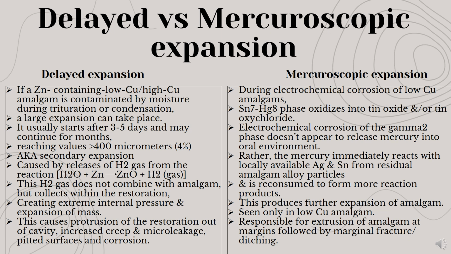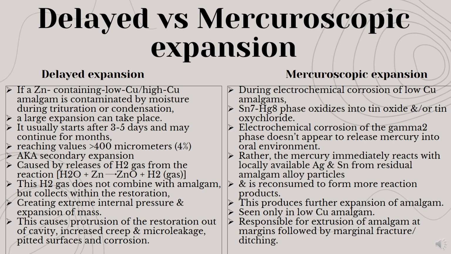Now, mercuroscopic expansion. During electrochemical corrosion of low copper amalgams, the tin mercury phase oxidizes into tin oxide or tin oxychloride. Electrochemical corrosion of the gamma 2 phase does not appear to release mercury into the oral environment. Rather, the mercury immediately reacts with the locally available silver and tin from residual amalgam alloy particles and is reconsumed to form more reaction products.